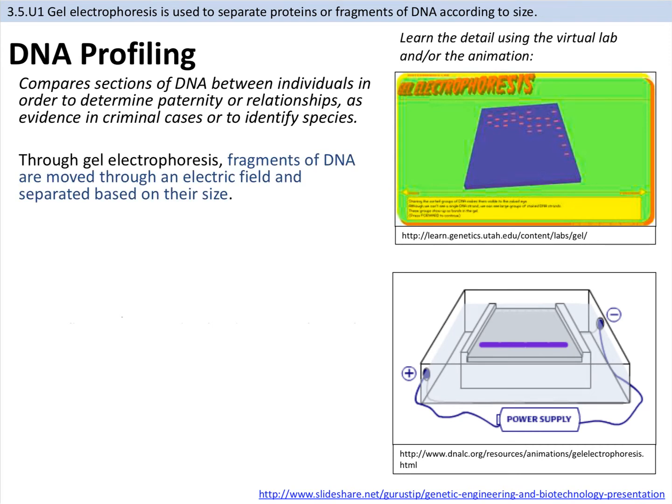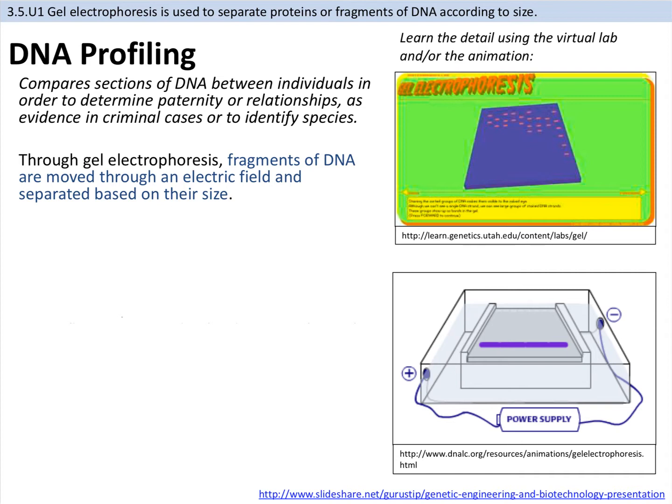So going through gel electrophoresis, fragments of DNA will move through an electrified field. And if you remember, DNA is negatively charged. The phosphodiester backbone has a bunch of negative charges on it. So if we put it in an electrical field with a positive end and a negative end, the DNA will move towards the positive end. It will be drawn towards the positive end, right?